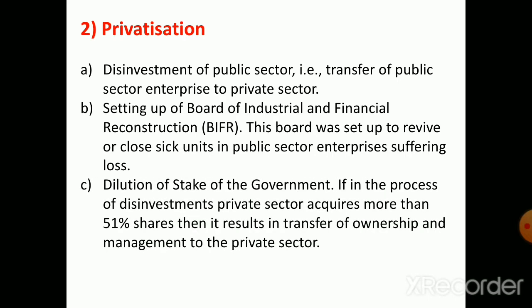Third is dilution of stake of the government. If in the process of disinvestment private sector acquires more than 51 shares, then it results in transfer of ownership and management to the प्राइवेट सेक्टर. अगर गवर्नमेंट डिसइन्वेस्टमेंट करती है पब्लिक सेक्टर में, which means गवर्नमेंट प्राइवेट सेक्टर में इन्वेस्ट कर रही है, लेकिन उस प्राइवेट सेक्टर में जो कंपनी है, कंपनी का शेयर 51% अगर हो गया है, तो उस सेक्टर की जो पूरी मैनेजमेंट और जो कंट्रोल है वो ट्रांसफर होती है प्राइवेट सेक्टर में.